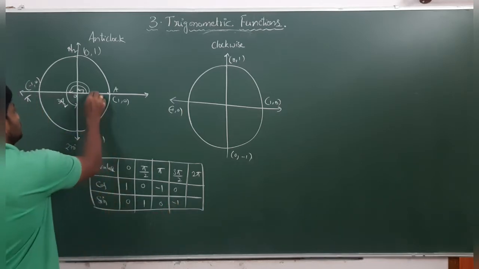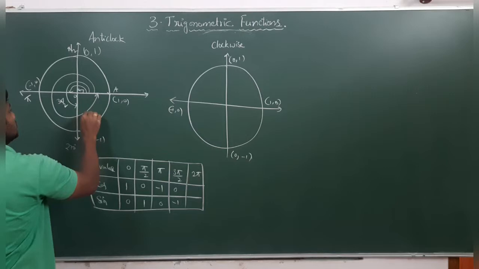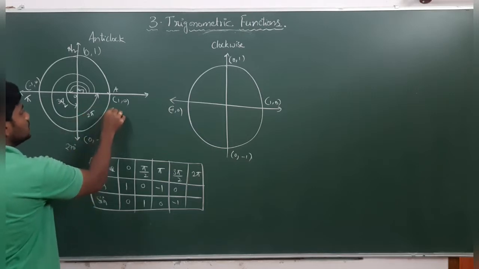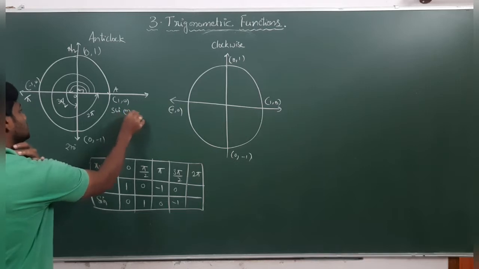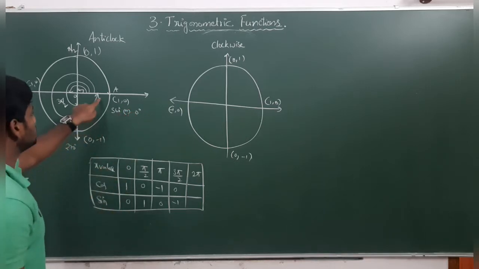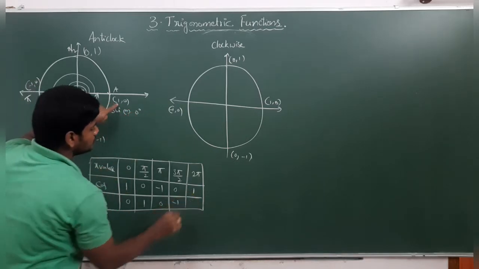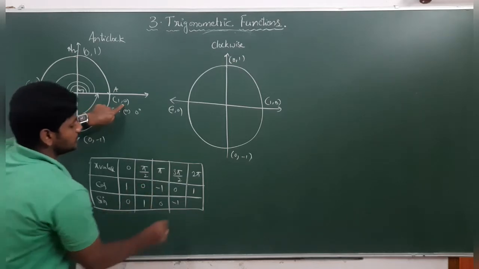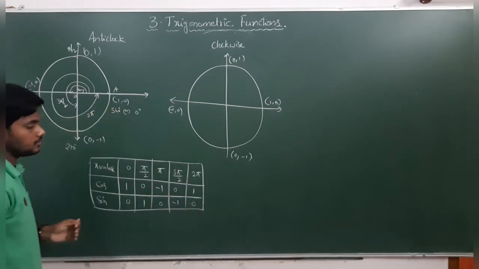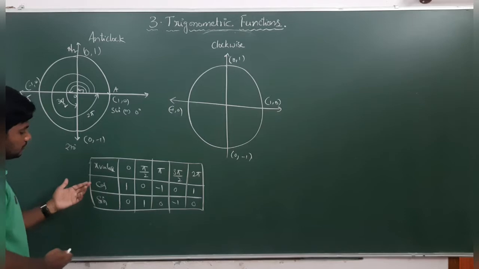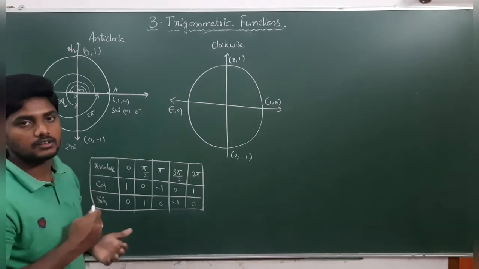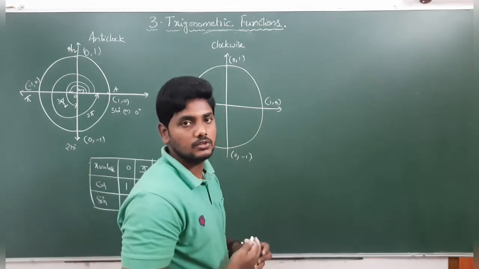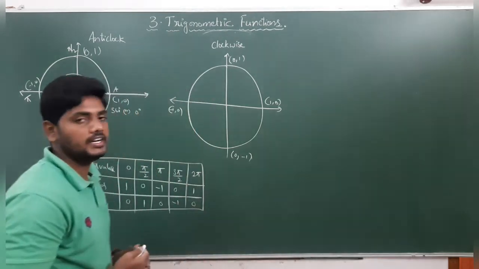Next, if it completes one rotation, nothing but this is 2 pi radians or 360 degrees, both are the same. Or we can also consider it as 0 degrees. 0 degrees means again the cos value is 1, nothing but cos 2 pi is 1, sin 2 pi is 0. So if you know the cos and sin values, the remaining values tan, cot, cosecant and secant will also be easy to find, right?